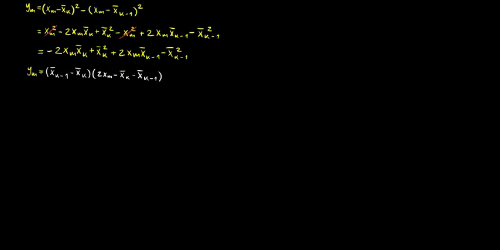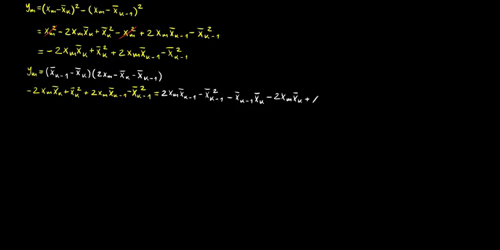Let's quickly show that this is true by writing minus 2 times x sub m times the current average plus the current average squared plus 2 times x sub m times the previous average minus the previous average squared equals 2 times x sub m times the previous average minus the previous average squared minus the previous average times the current average minus 2 times x sub m times the current average plus the current average times the previous average plus the current average squared.